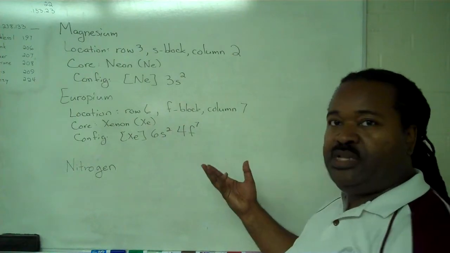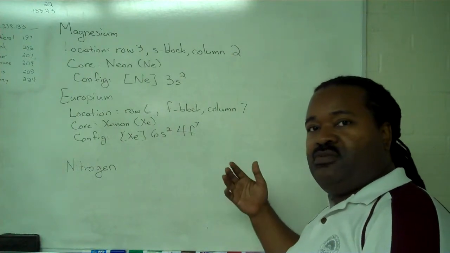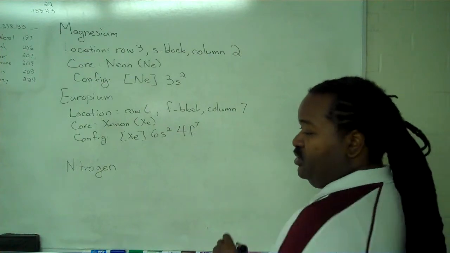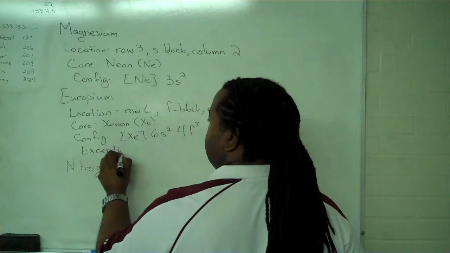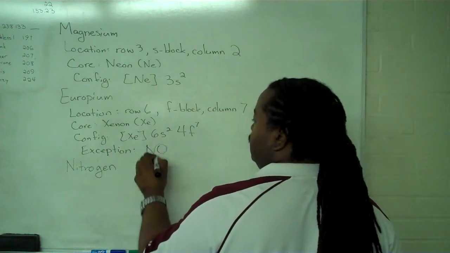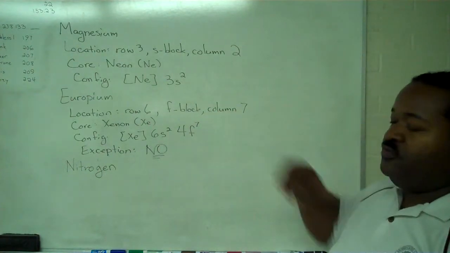Now, because it's in the F block, we have to do the same thing we would do if it were in the D block, which is check to see whether or not this is an exception. It is not an exception, so this configuration is fine.